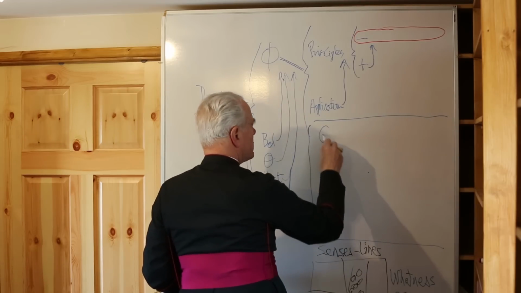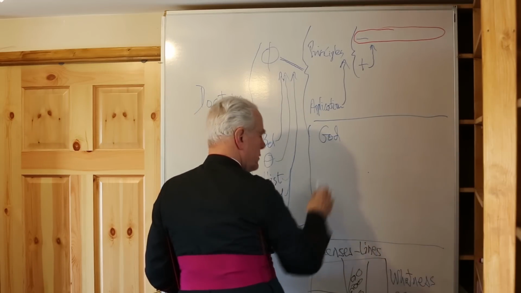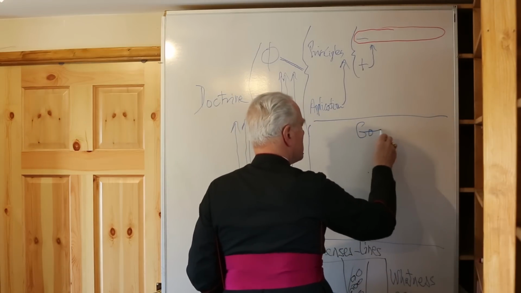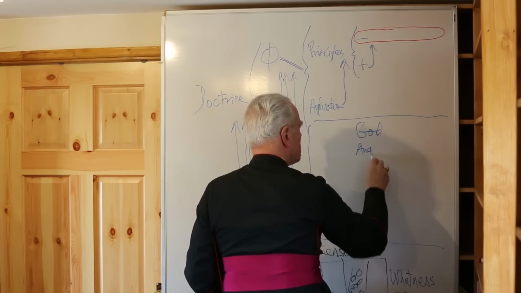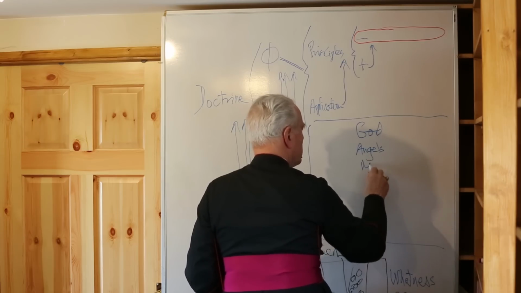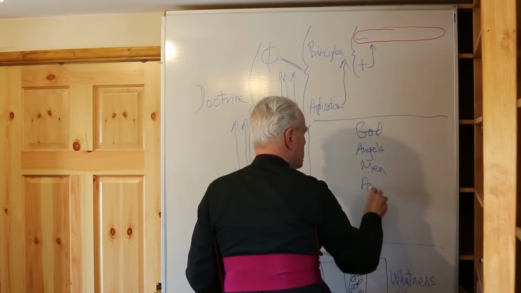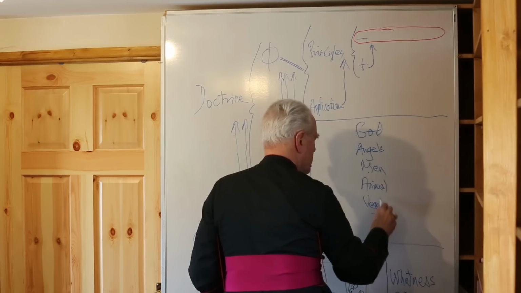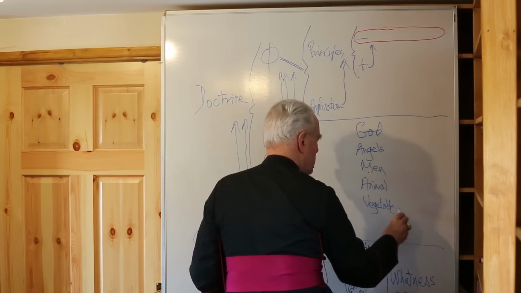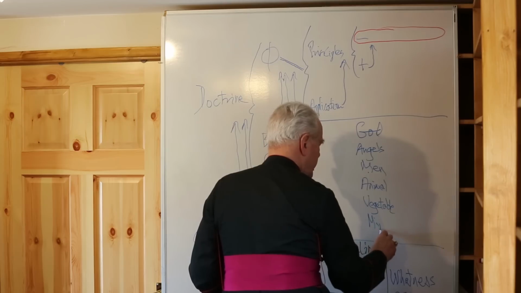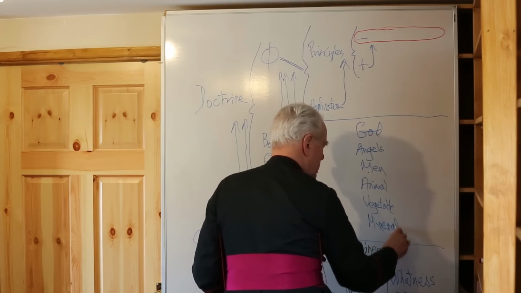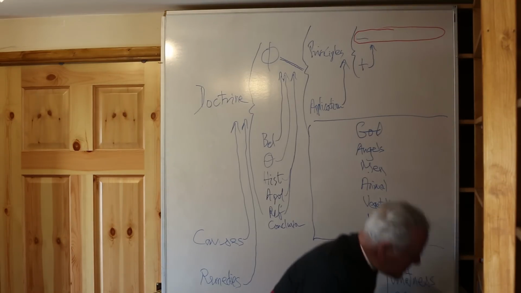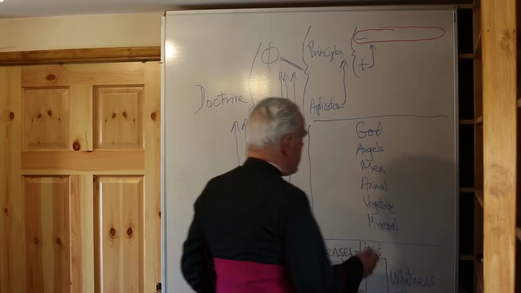You've got Almighty God. You've got the angels. You've got men. You've got animals. You've got vegetable and mineral. Those are 6 levels of beings. Of course, Almighty God is a class in his own, but nevertheless, he is where we all come from.